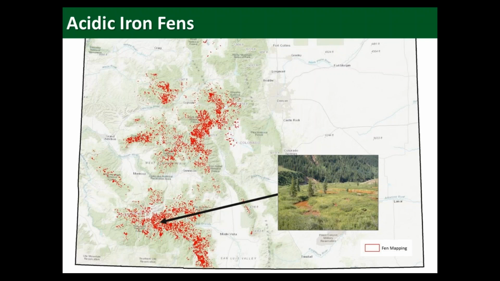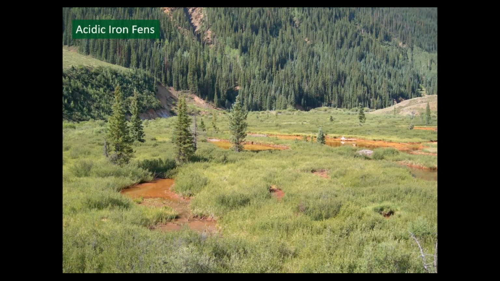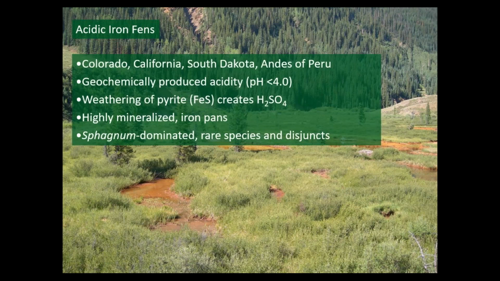Finally, I'd like to show some of the acidic iron fens that are found in certain highly mineralized watersheds in the San Juan Mountains. Acidic iron fens have been noted and found in Colorado, California, South Dakota, and the Andes of Peru. Dr. David Cooper from Colorado State University has done a tremendous amount of research in these fens. He is one of our plenary speakers for the meeting, and I think I should probably mention these as well.